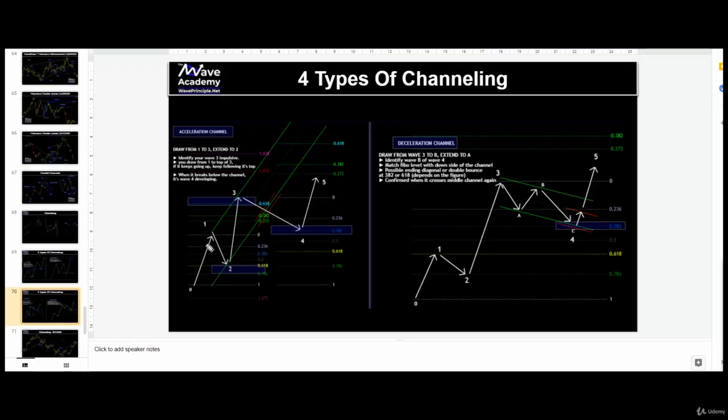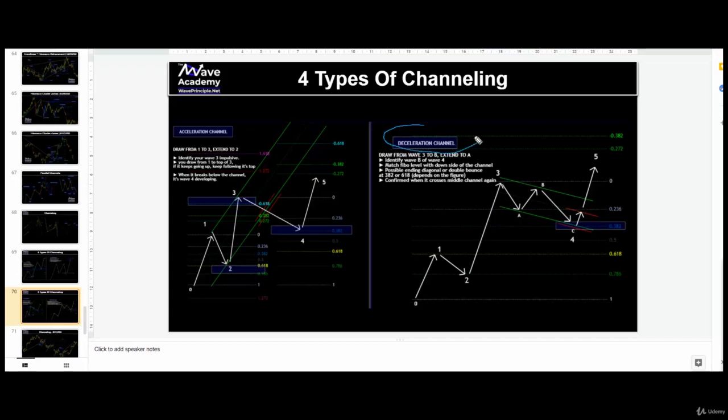How do you draw it? When you have the 1 and 2 marked, you can just use the parallel channel here and extend it to 1, and you keep following 3. For example, if the 3 goes up here, then you move your parallel channel like this. If it does something like this, then you move this parallel channel to the new top here and you just mark the bottom, and you keep doing that until the break below this parallel channel.